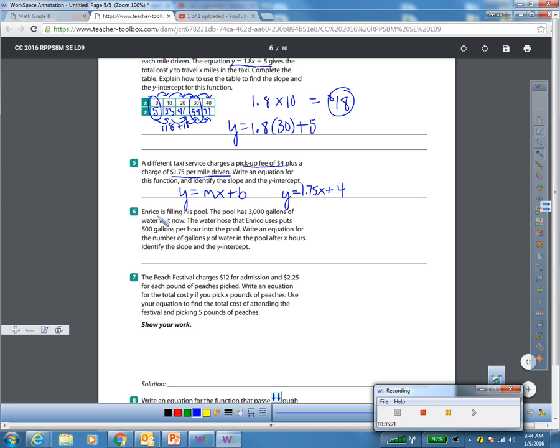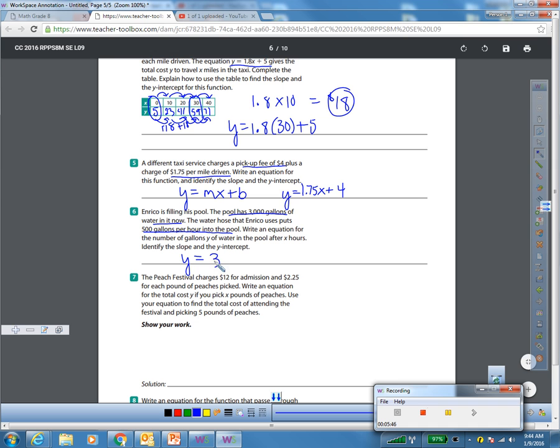Okay, next one's a pool problem. We had a pool problem on try 1. So Enrico is filling his pool. The pool has 3,000 gallons of water in it now. There's our initial value. The water hose that Enrico uses puts 500 gallons per hour into the pool. Careful, this is a positive slope since it's going in the pool. So now let's write our equation.